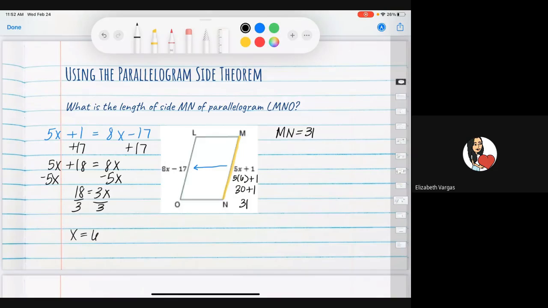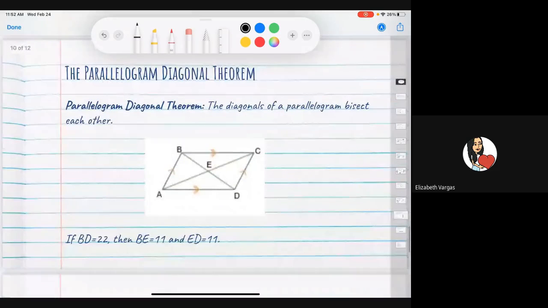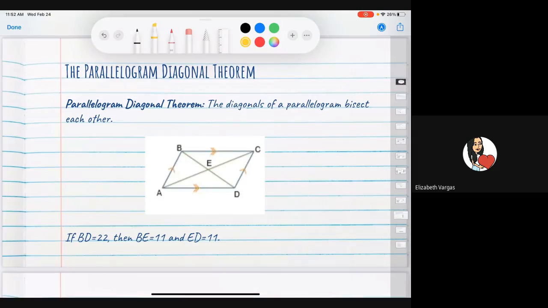But what else did that tell me? Well, that my opposite side would be congruent, so my LO would also be equal to 31. Okay, so that's how we can use the parallelogram side theorem to solve problems where we're asked to find the measure or the length of the missing side. Then the last theorem we're going to look at is the parallelogram diagonal theorem. This basically says the diagonals of a parallelogram bisect each other.